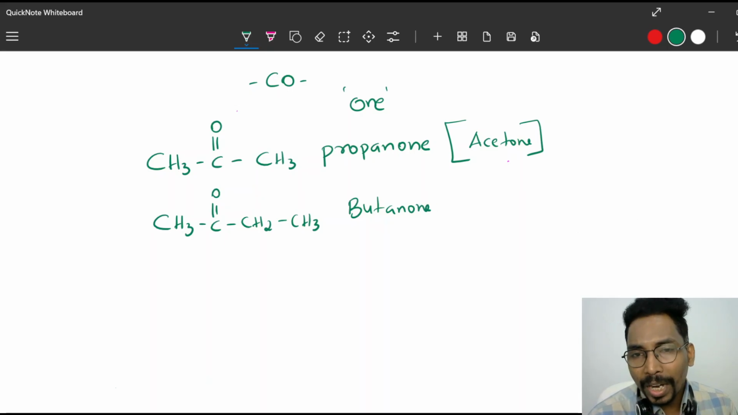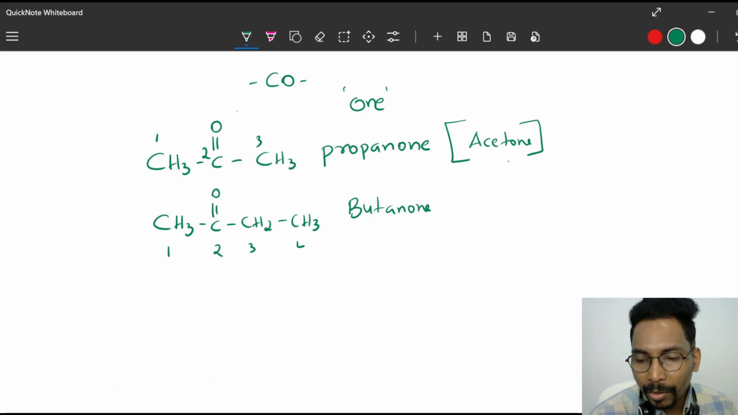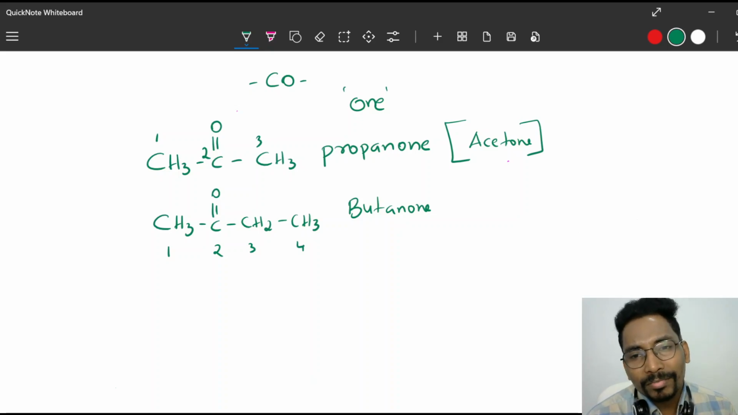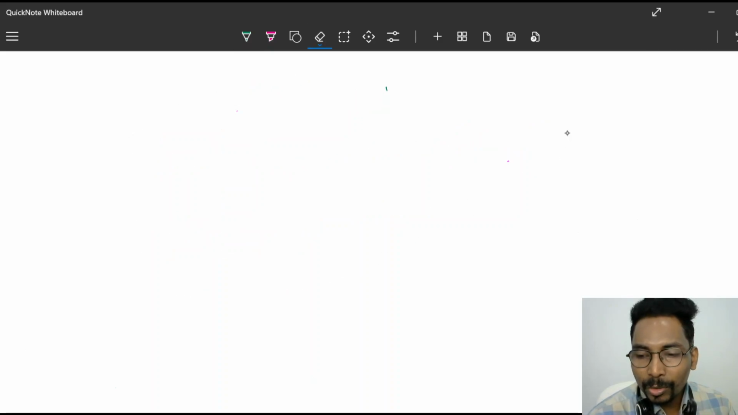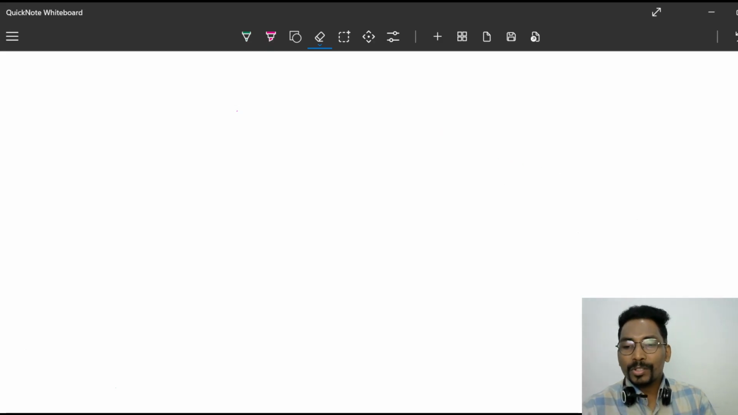Okay. How can you number these compounds? In this case you can number like this: 1 2 3. In this case 1 2 3 4. Okay, like this. Then pentanone, hexanone, that's it. Okay. So these are the important functional groups and their nomenclature. So I think it's very clear, very perfect.